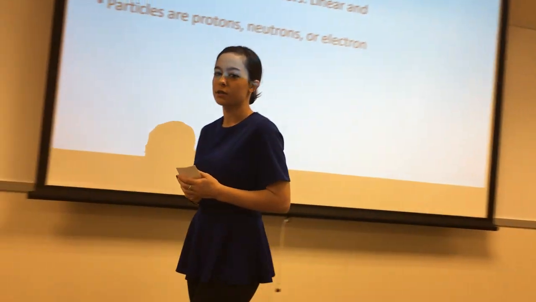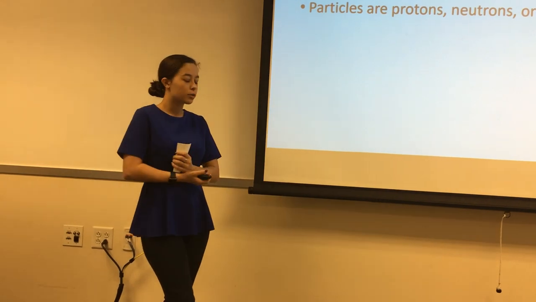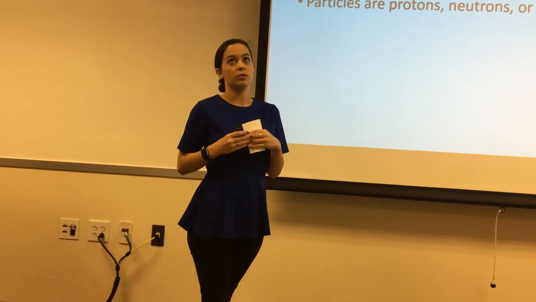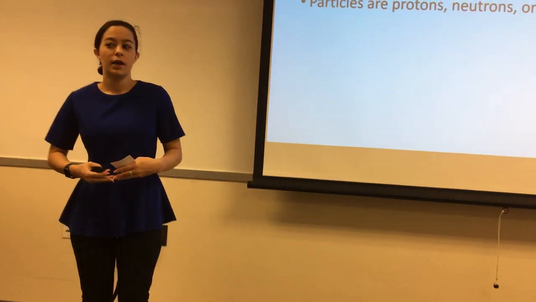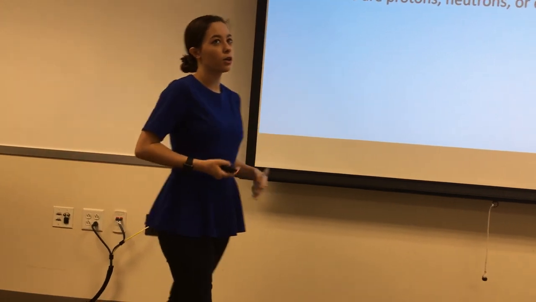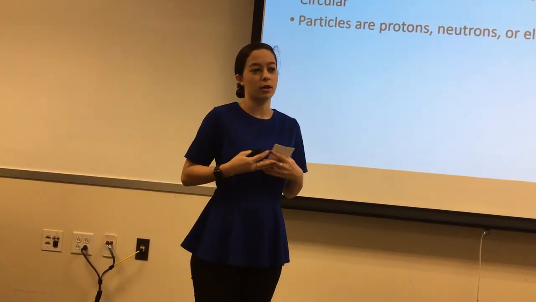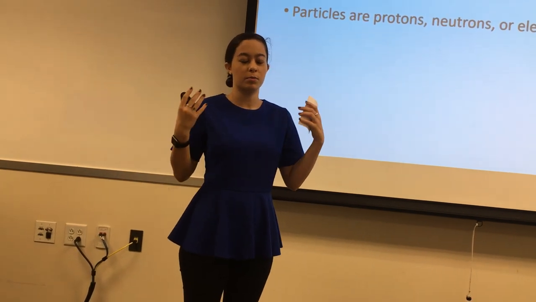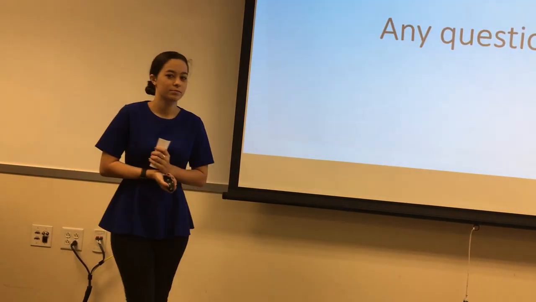So to review, we have learned that there are two different types of particle accelerators. There's a linear particle accelerator and a circular particle accelerator. And the particles that can be produced that are used in experiments are protons, neutrons, or electrons. And the particles that are produced are called quarks. And there are also hundreds of different particles that people are trying to experiment and learn what can be produced from colliding two different particles. Are there any questions?